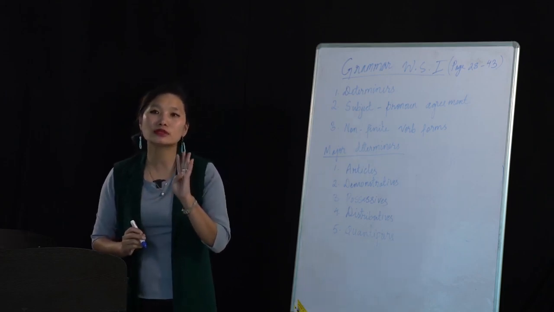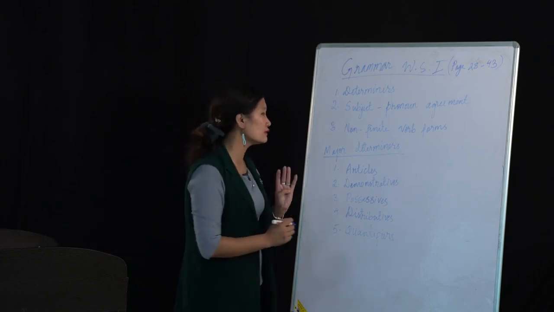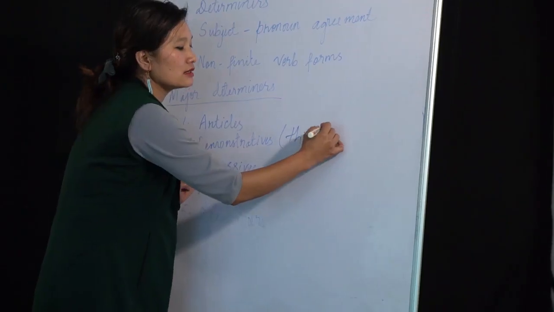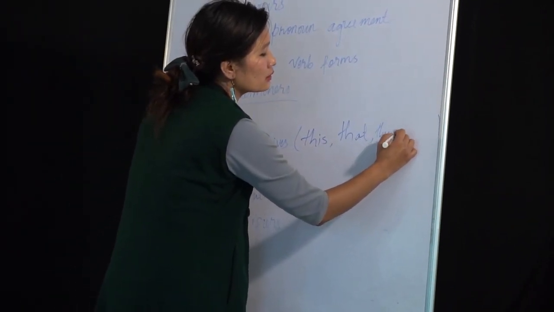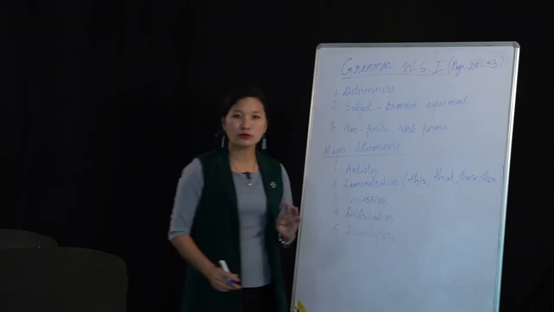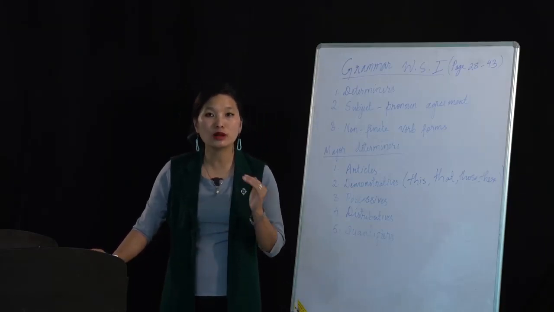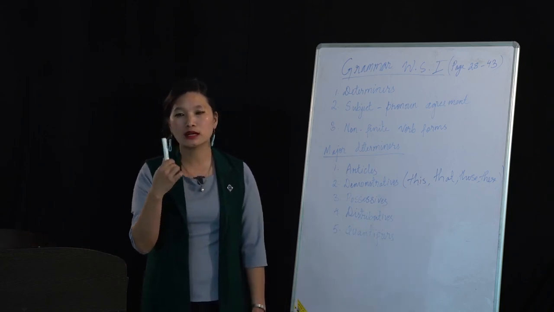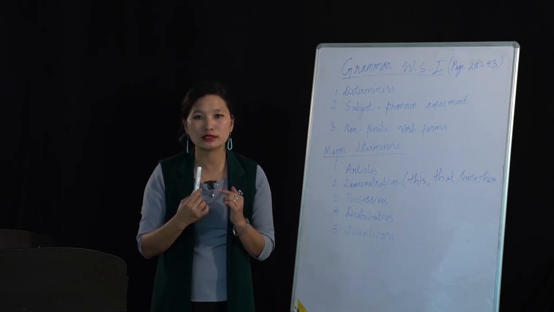There are 4 demonstrative determiners here. I repeat, there are 4 demonstrative determiners, and they are this, that, those, and these. We call these 4 words as demonstrative determiners because they always point things to us. When I say this marker, I hold a marker and say this marker, you know that I'm pointing to a particular marker.